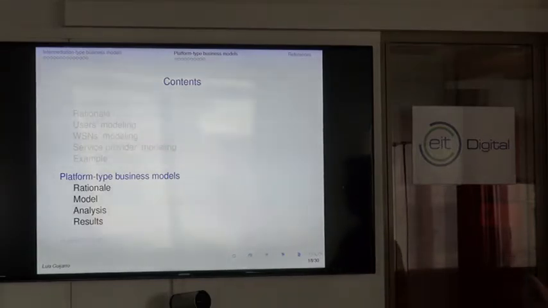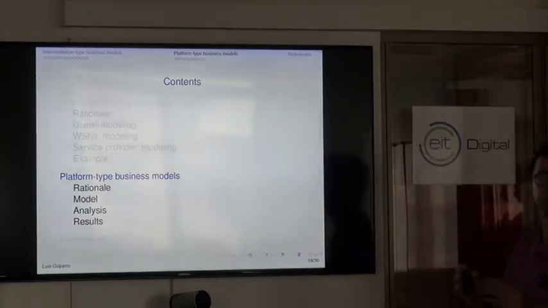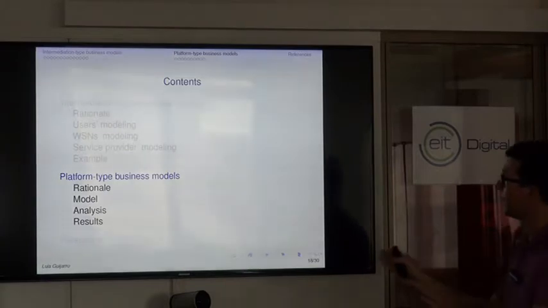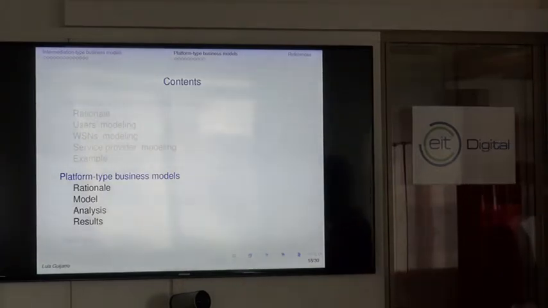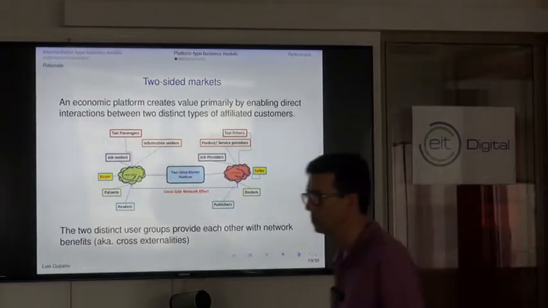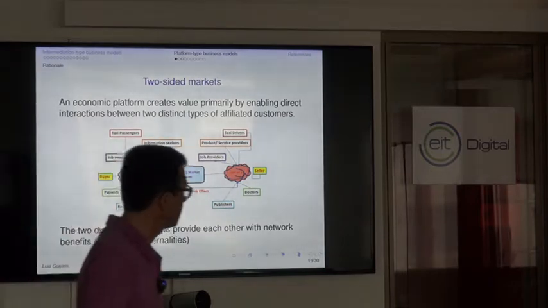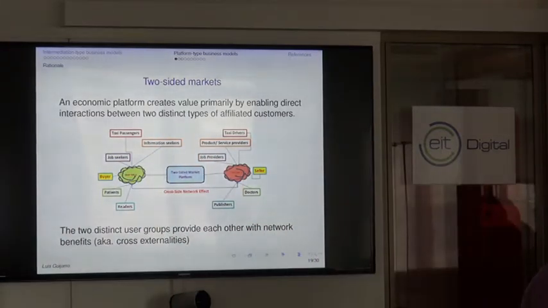Okay, so far an intermediation type business model for delivering service based on sensing data. I'm going to explain a more interesting, newer business model, which is called platform type. Well, this relates to the concept of two-sided markets, which you may have heard about.